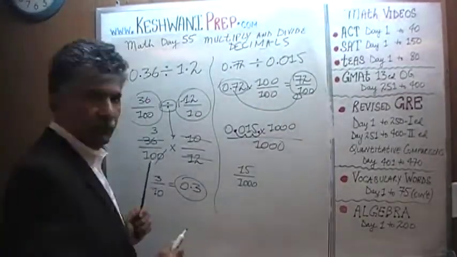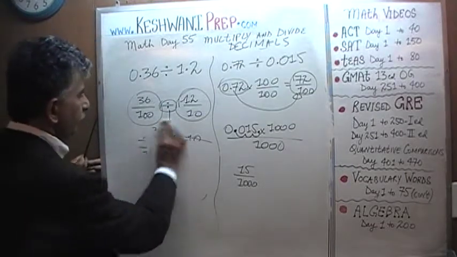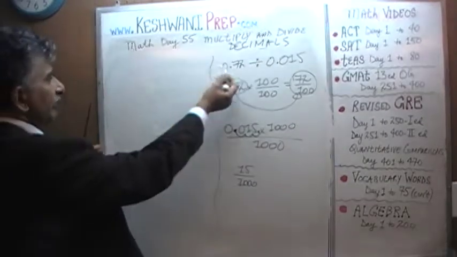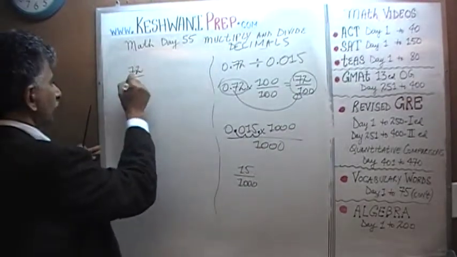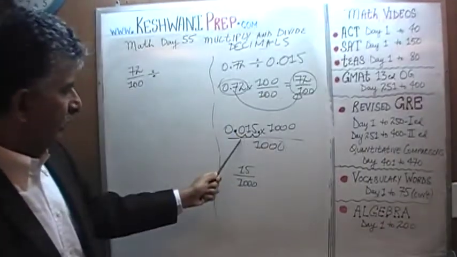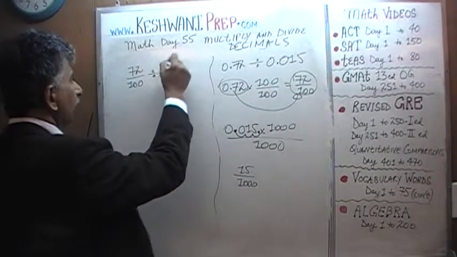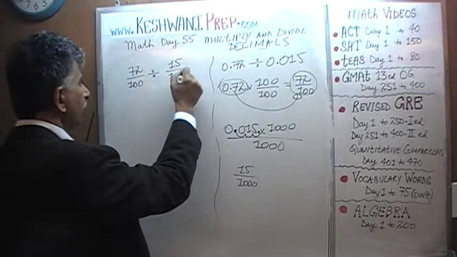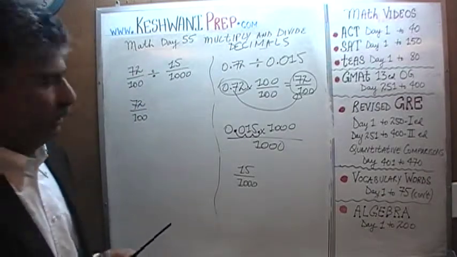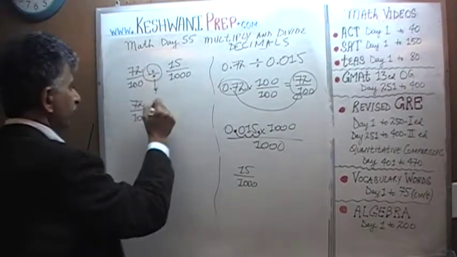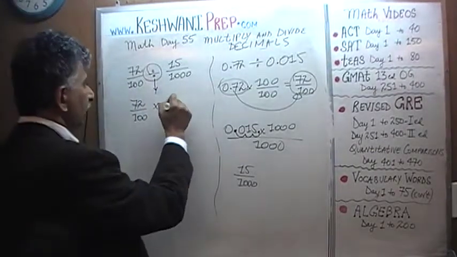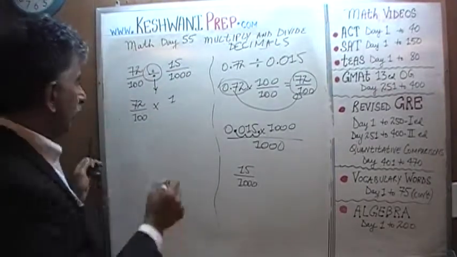Let's do it now. So the first part, 72.72, is just 72 over 100 divided by 0.015, which we just found out is simply 15 over 1,000. We take our first fraction, 72 over 100. And what do we do? The division sign becomes a multiplication sign. We multiply it by the reciprocal of the second fraction. 15 over 1,000 is going to become 1,000 over 15.